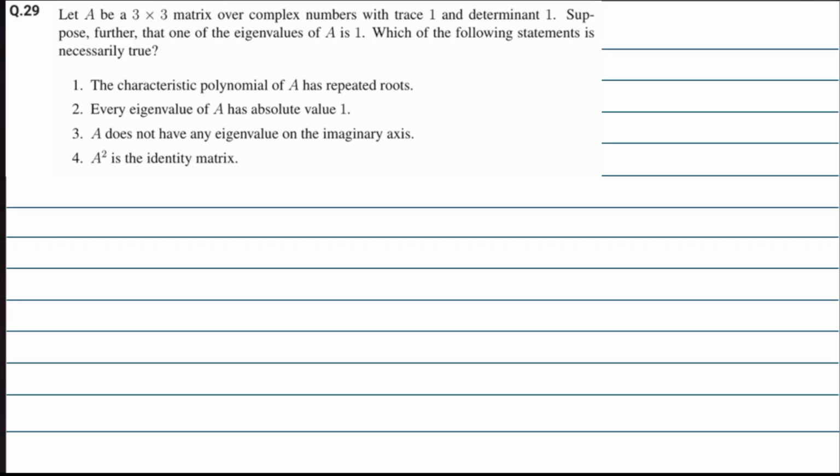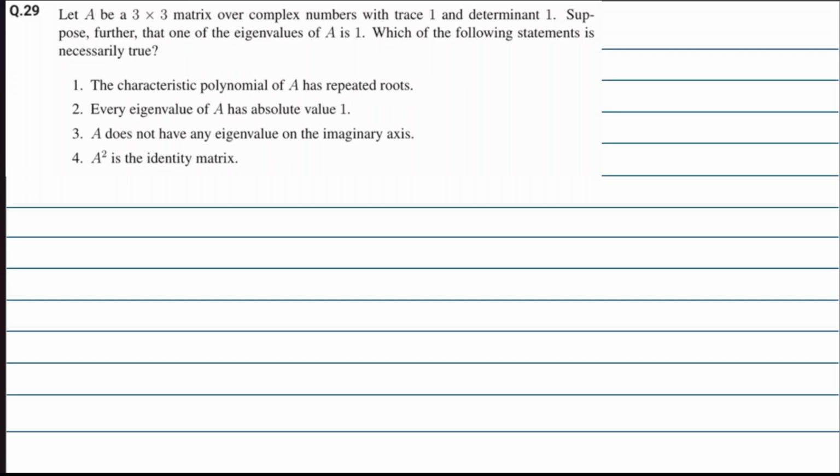Okay, so the question is saying that let A be a 3 cross 3 matrix over complex numbers with trace 1 and determinant 1. Suppose further that one of the eigenvalues of A is 1, then which of the following statements is necessarily true?